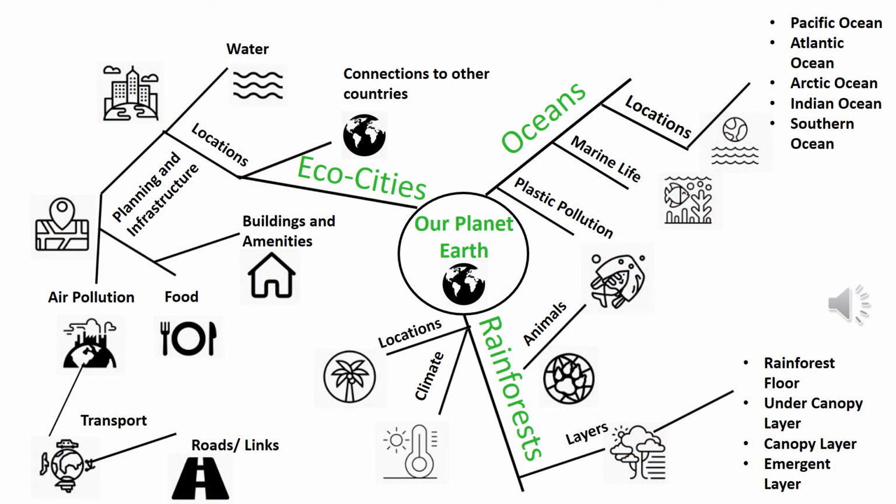Use your finger to start from the middle, our planet Earth, and trace down towards the rainforests. You should now be able to talk about the locations, the climate, the animals, and the layers of the rainforest floor, the under canopy layer, the canopy layer, and the emergent layer.